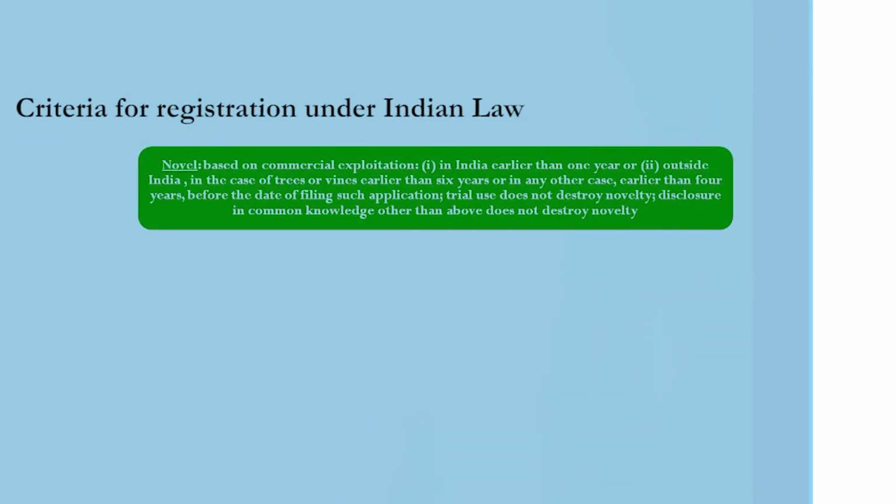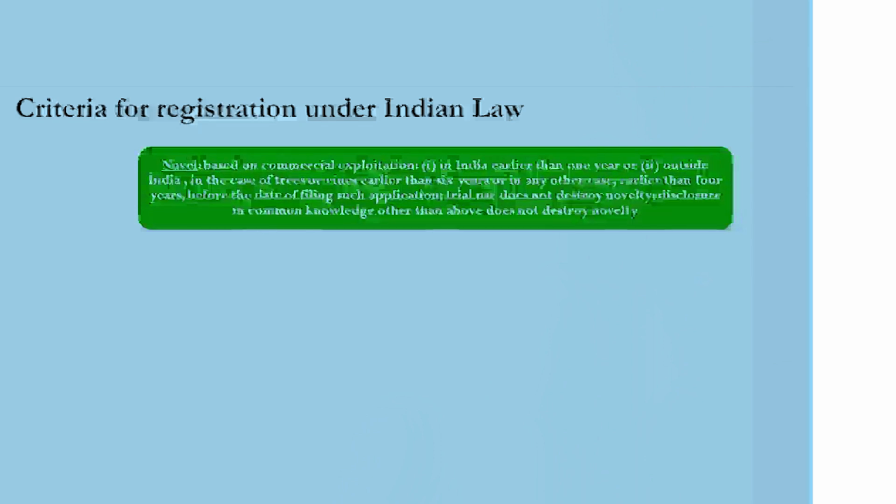Now, the Act requires that any of these varieties are required to be novel, distinct, uniform and stable. So, what are these characteristics? Novelty in plant variety protection is based on commercial exploitation: in India, not earlier than 1 year, or outside India, in the case of trees and vines 6 years, and in other cases 4 years, before the date of filing of such application.